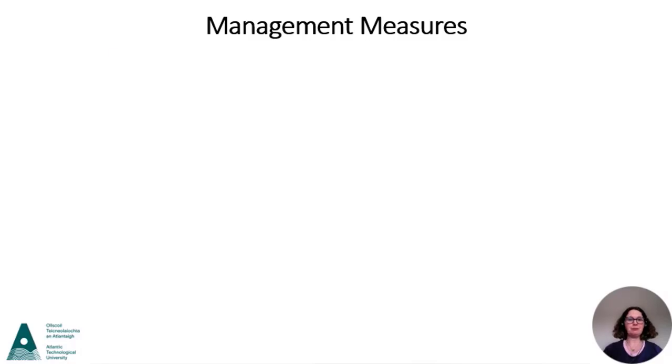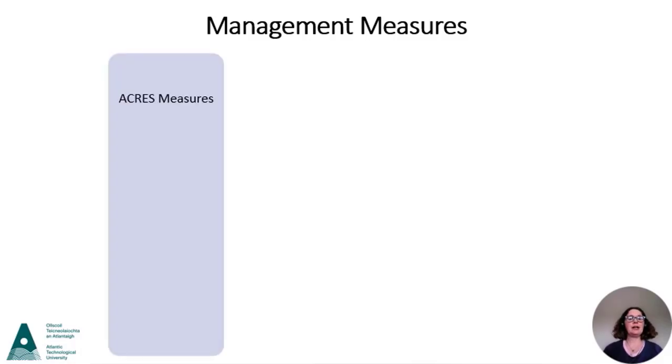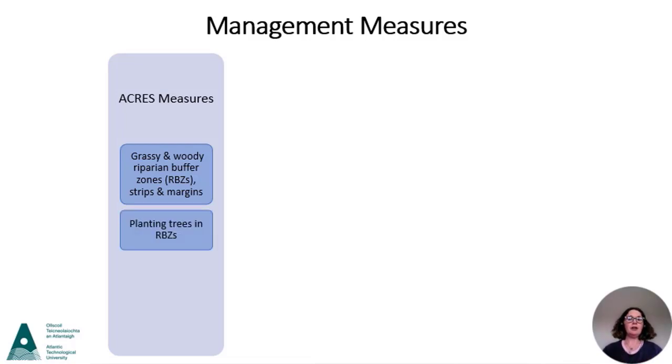So looking first at ACRES measures, here many of the options revolve around grassy and woody riparian buffer strips, zones and margins. So this is kind of a key area. You've also got the ideas of planting trees in riparian buffer zones or planting individual groups of trees. Implementation of hedgerows, so again looking at implementing tree planting. And finally then managing intensive grasslands next to watercourses.